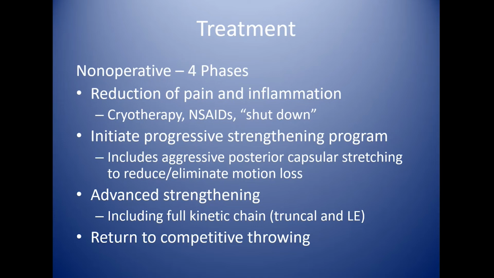Then you work into advanced strengthening, what we call the kinetic chain, which means we're going to strengthen the shoulder, the therapists are, but it's also going to involve strength around the elbow, strengthen the upper back, strengthen your core, strengthen your hip, because all of those things need to work well in a throwing athlete. And then if all of that is strong, then they start throwing again. Next slide.